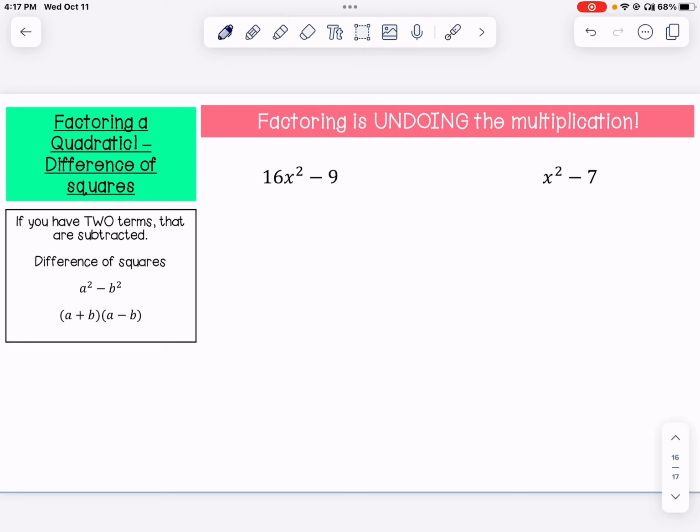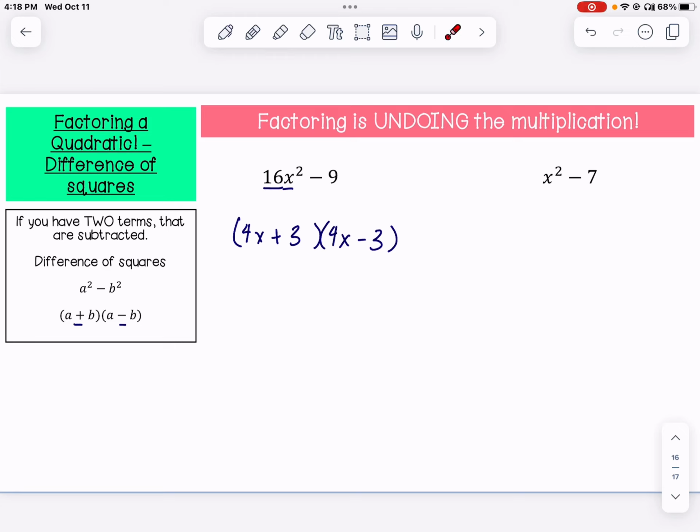So here, if I were to factor this one, the square root of 16 is 4. The square root of x squared is x. So inside both my factors, in the first term, I write 4x. In one of these there's going to be a plus sign, and in the next one there's going to be a subtraction sign. It does not matter which one comes first. And then the square root of 9 is 3. And there you have it.